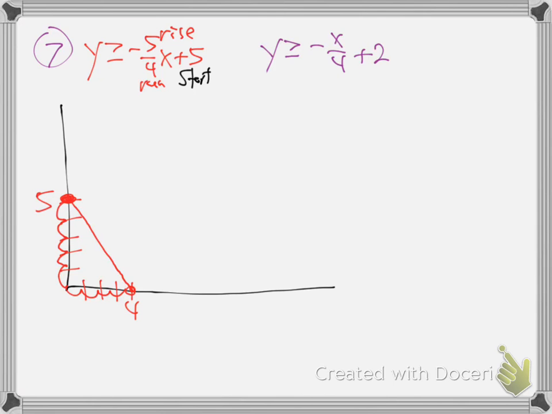Am I going too fast? Am I making sense? See how that's just what we did before? I started at 5 and I went down 5 over 4. Now the purple one: start at 2, right here at 2, and go down 1. Rise over run, down 1 over 4, right there. So that one will keep going.